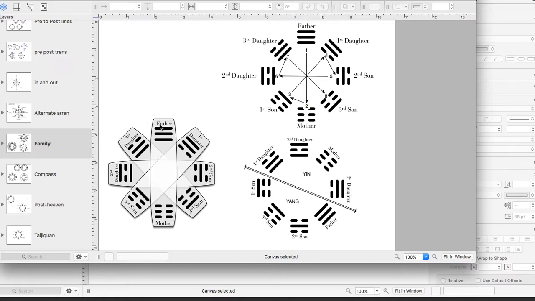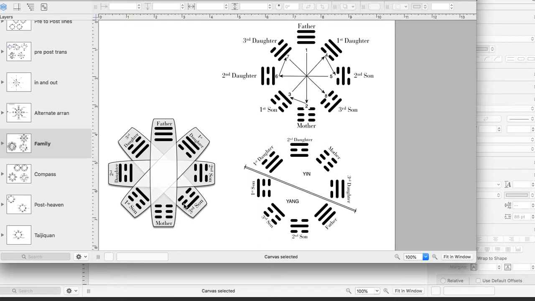So there is a four-generation, you could say, family conception here. And here in the prenatal, you can see that you have father, mother, and then the first son is thunder, first daughter is wind, second son is water, second daughter is fire, and then, a little inversion there, right? The third daughter is lake, and the third son is mountain. So that's fascinating right there.